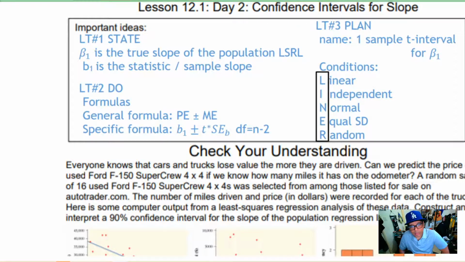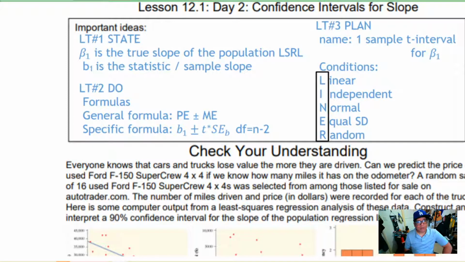Conditions are linear: we have a linear relationship. We have independence. We have normal residuals. We have equal standard deviation. So that's that sideways Christmas tree thing we were talking about earlier. Residuals can't be getting bigger. Residuals can't be getting smaller. And finally, the observations must come from either an SRS or a random assignment.